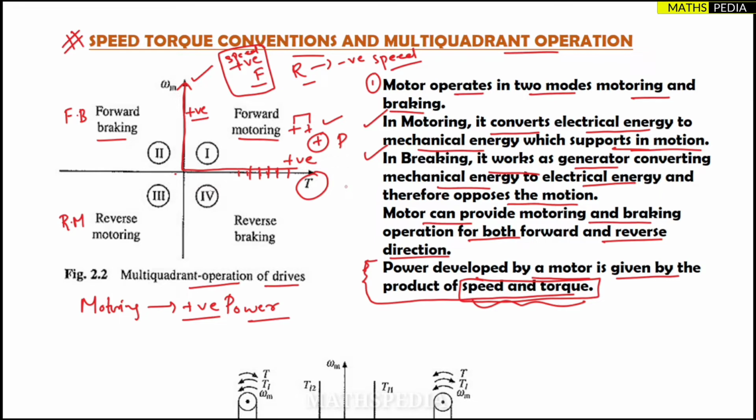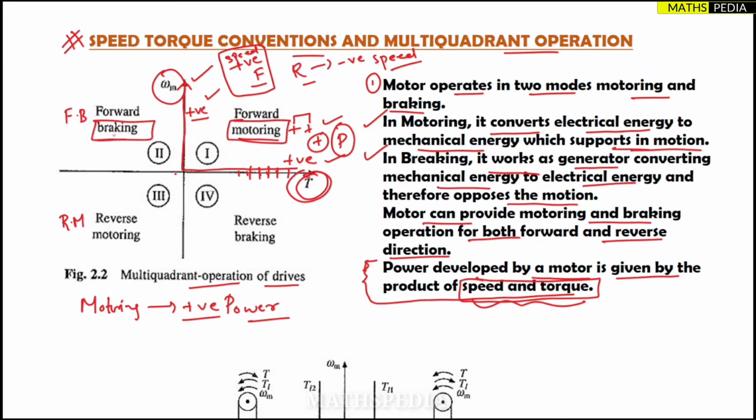I hope you got it. In the first quadrant, I am talking about only the first quadrant. In the first quadrant, power is nothing but the product of multiplication of the speed and torque. You just have to multiply the signs. Here both the speed and torque are positive, as you might have studied in maths also, in the Cartesian plane. So here we are getting positive power, that is nothing but motoring mode.